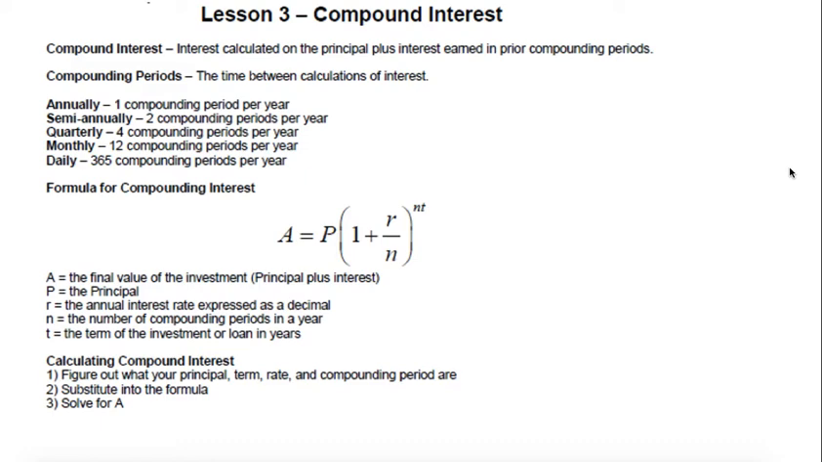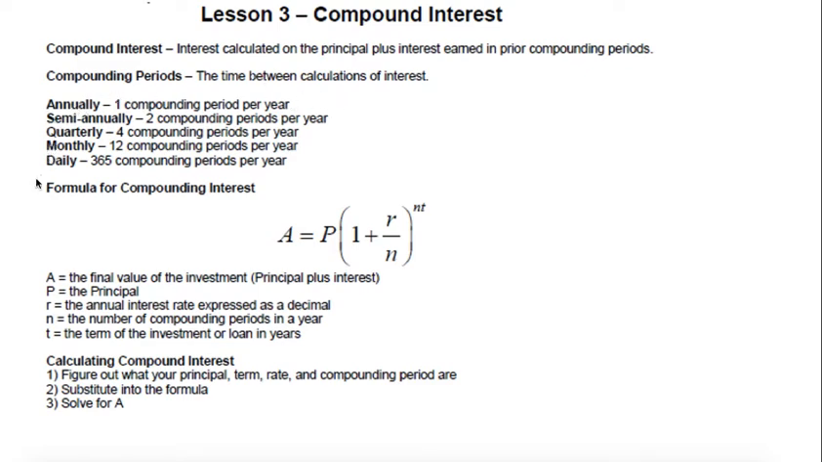On compound interest. Compound interest is interest calculated on a principal plus the interest earned in prior compounding periods. Unlike simple interest, where you only earn interest on the amount you borrow or put into something, compound interest is kind of like a snowball. It takes the interest you've earned, adds it to your principal, and then calculates interest on that total amount, not just the amount you put in. That becomes super important because you can earn money a lot faster that way, or owe money a lot faster that way.